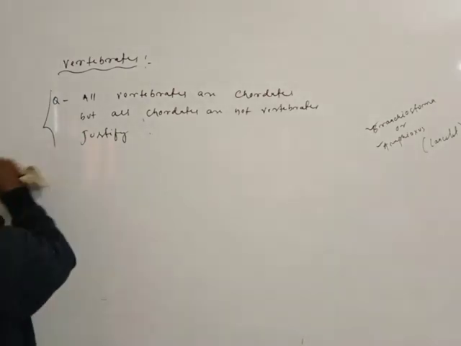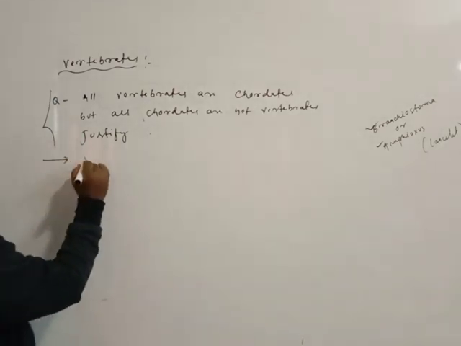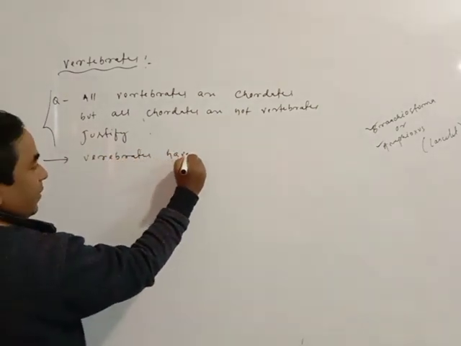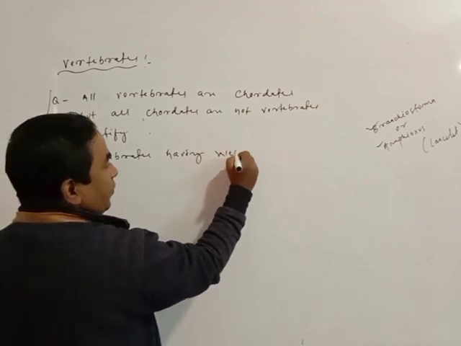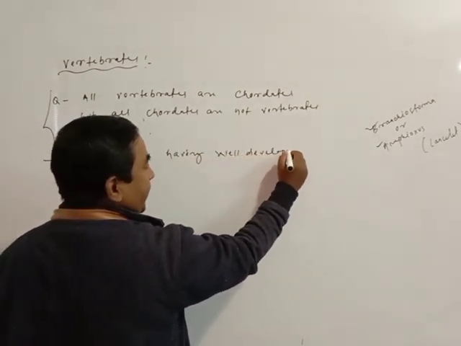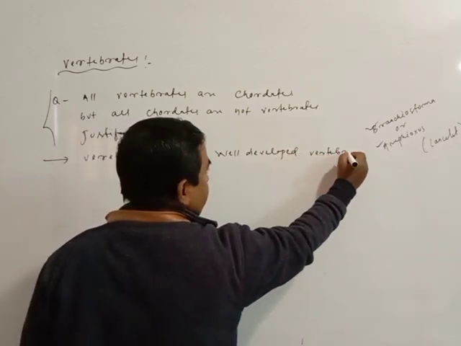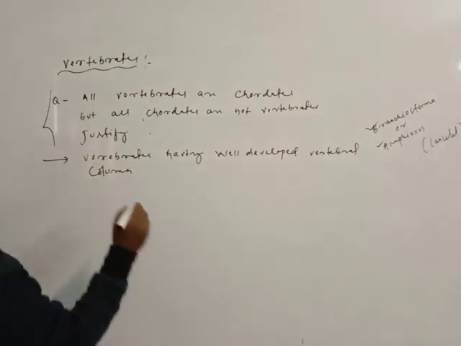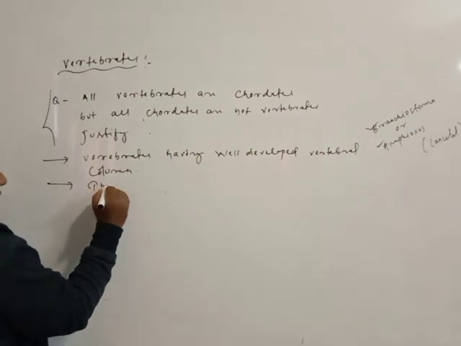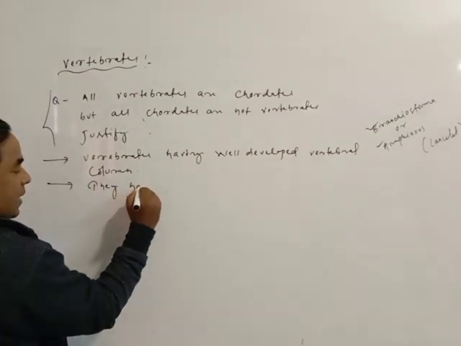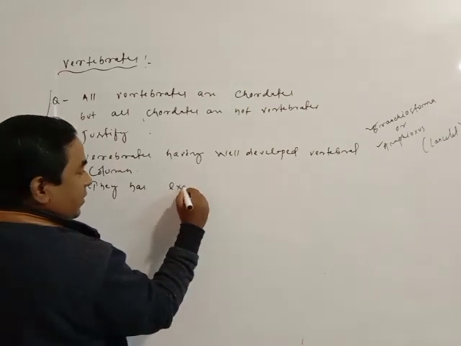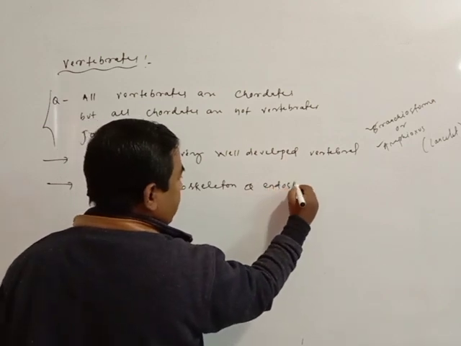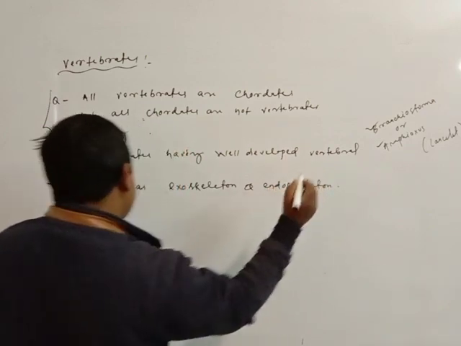Now, its characteristics include vertebrates having a well developed vertebral column. Next, they have exoskeleton and endoskeleton.